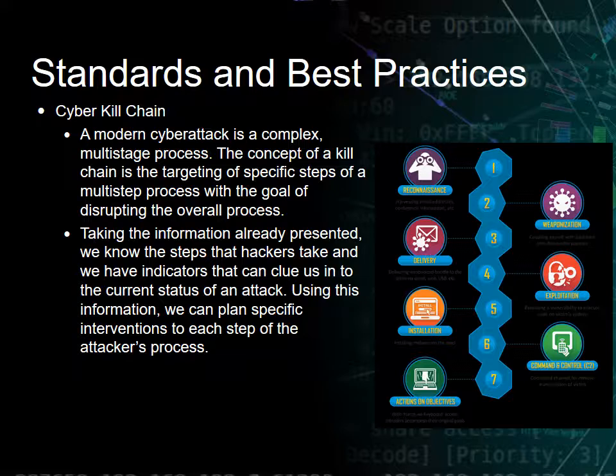Taking the information already presented, we know the steps that hackers take, and we have indicators that can clue us into the current status of an attack. Using this information, we can plan specific interventions to each step of the attacker's process. Okay, so if we know that they're still working on trying to exploit, then we know that they're probably going to continue looking for and scanning for vulnerabilities of unpatched systems. In which case, we can counteract that by patching and ensuring that systems are all up to date with their patches.